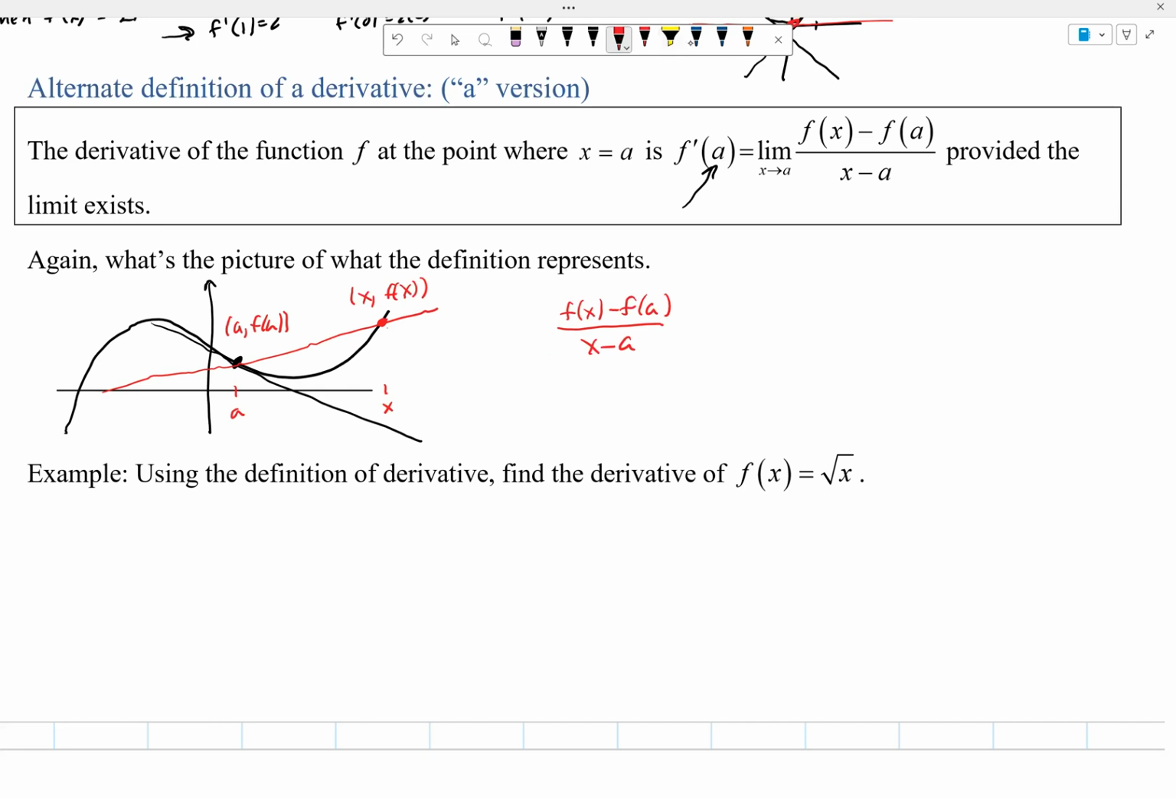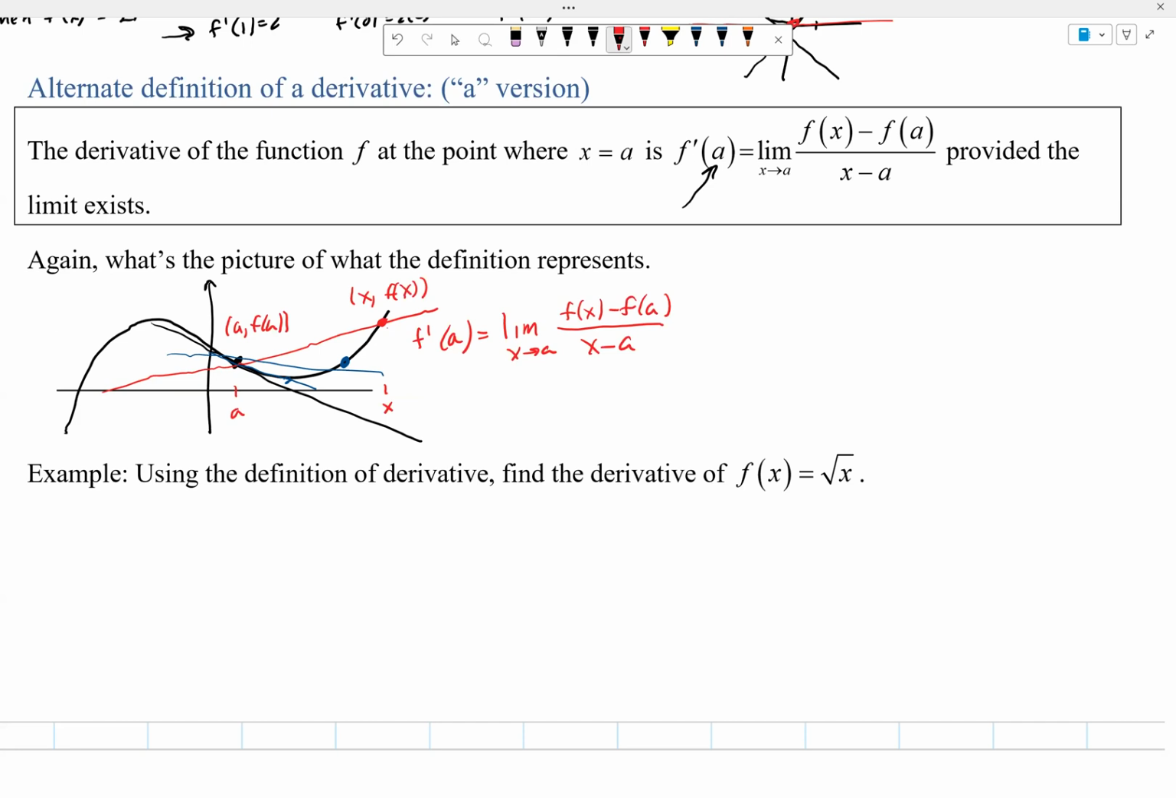Now, how do we get better estimates of that tangent line? Well, we keep on moving the point closer and closer to A. How do we write that up in symbols? We say, what's the limit as x approaches A? And we call that the derivative of that function at A. Now, you say, why do we need this alternate definition? Well, sometimes algebraically, it works out better if we have this alternate definition.